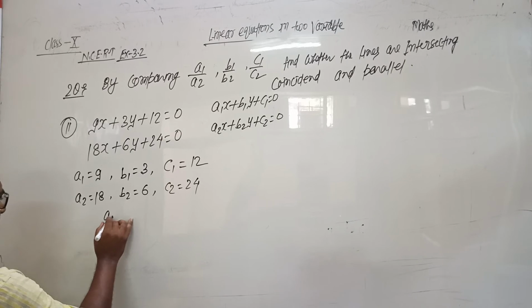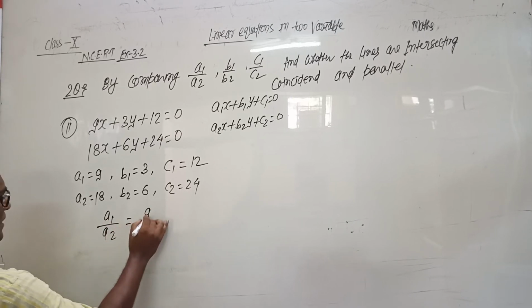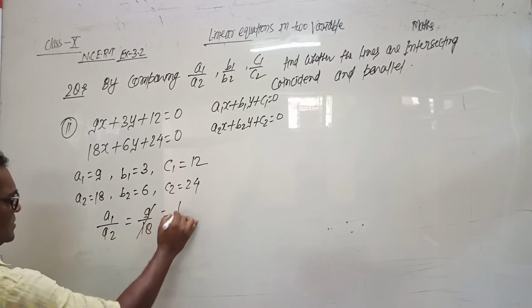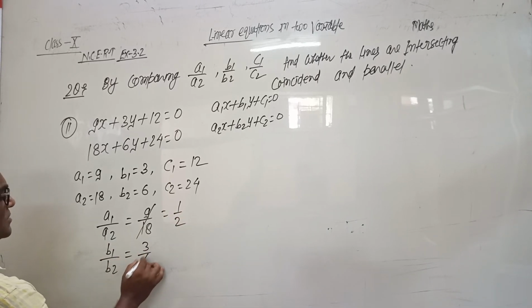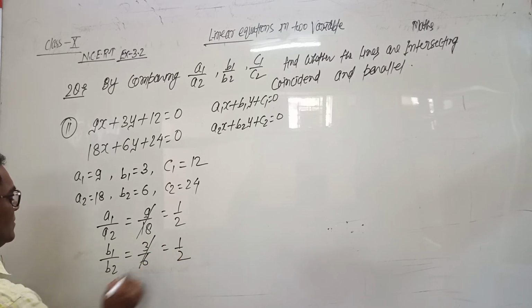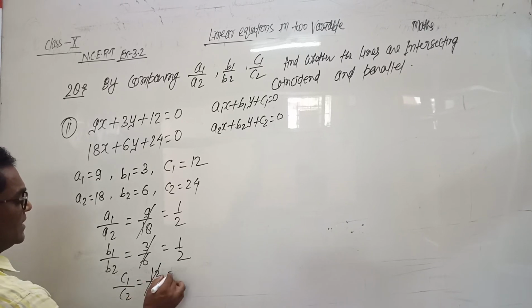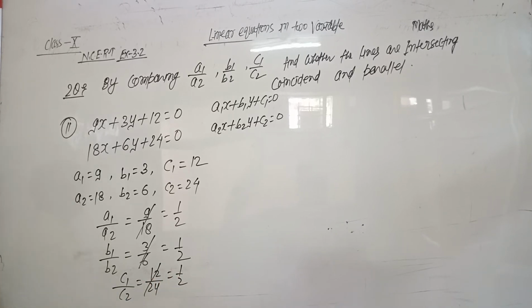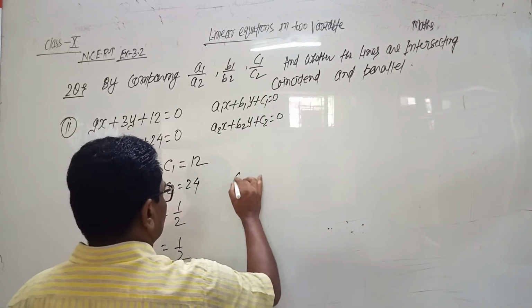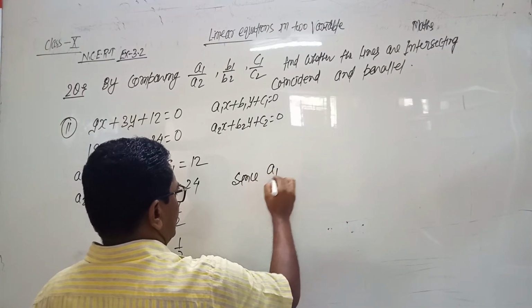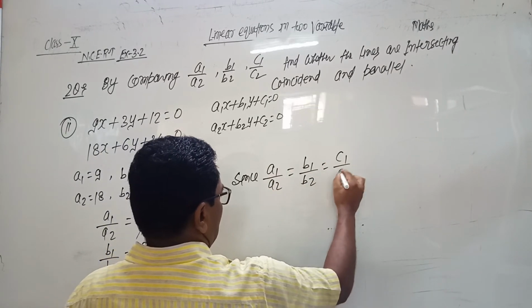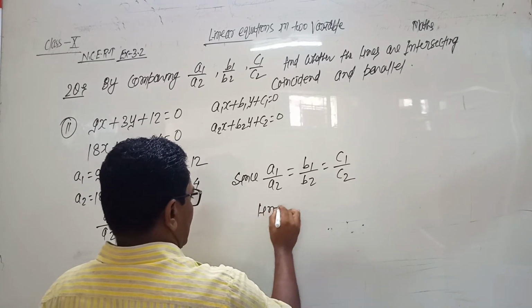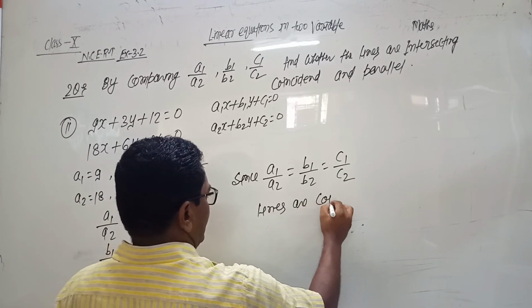Now we find a1 by a2. This is 9 by 18, which comes 1 by 2. Then b1 by b2. This is 3 by 6, which gives 1 by 2. And then c1 by c2, 12 by 24, gives 1 by 2. So since a1 by a2 equals b1 by b2 equals c1 by c2, it means the lines are coincident.